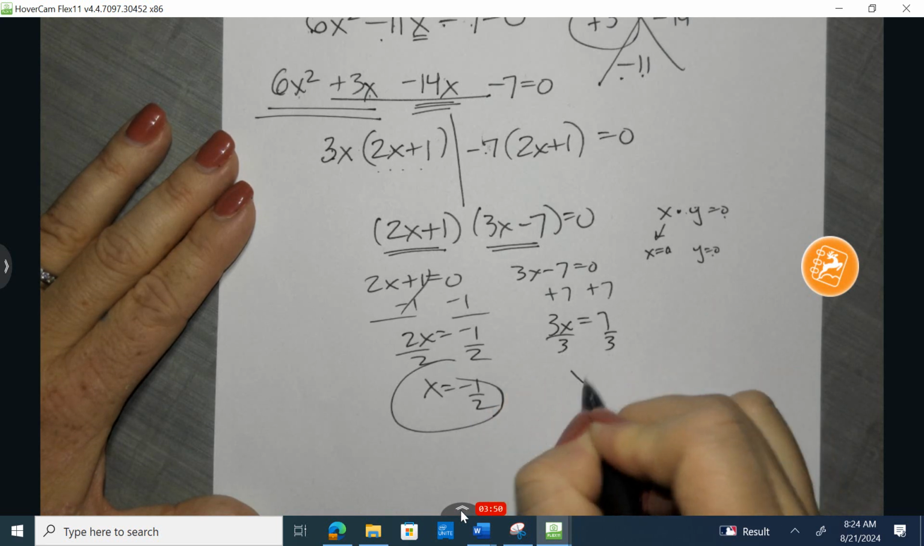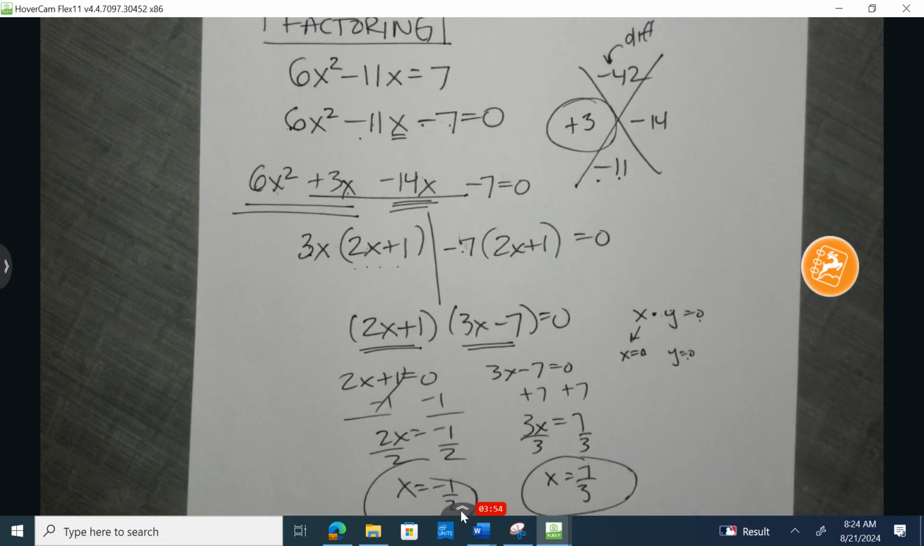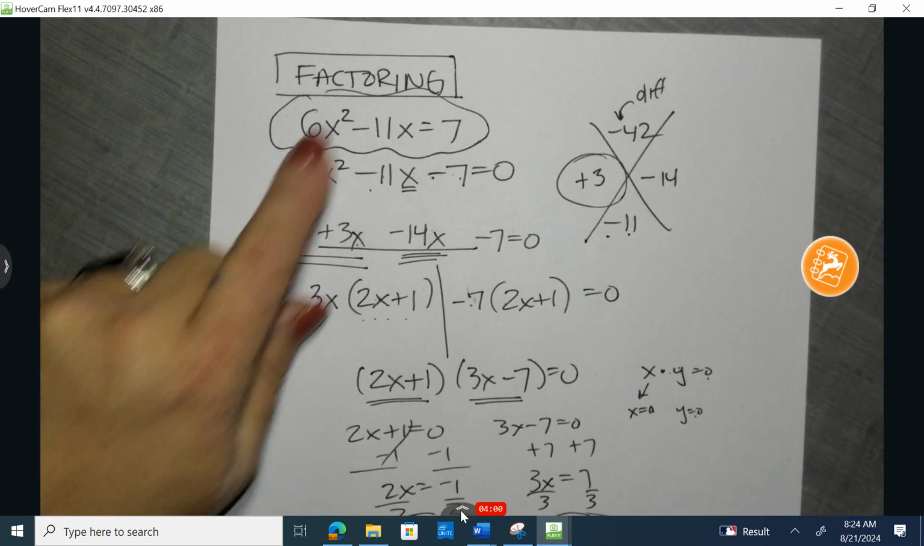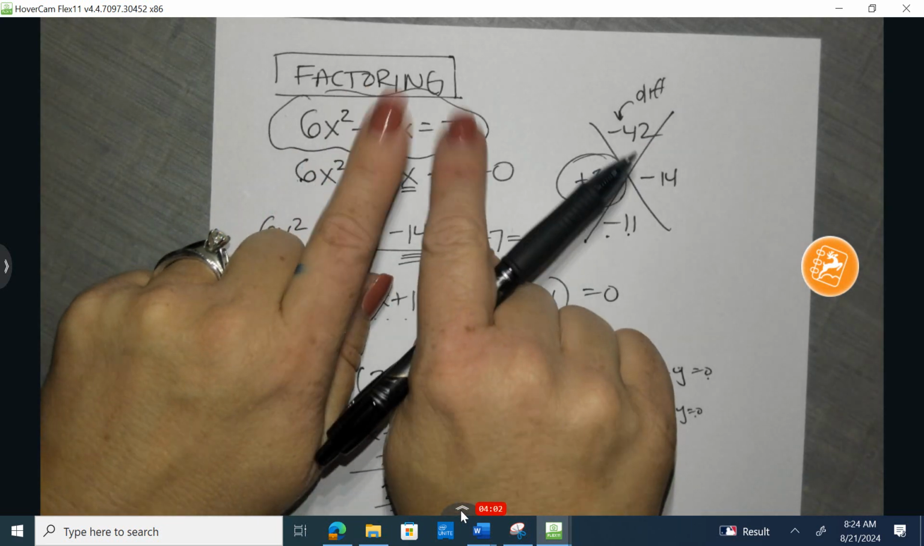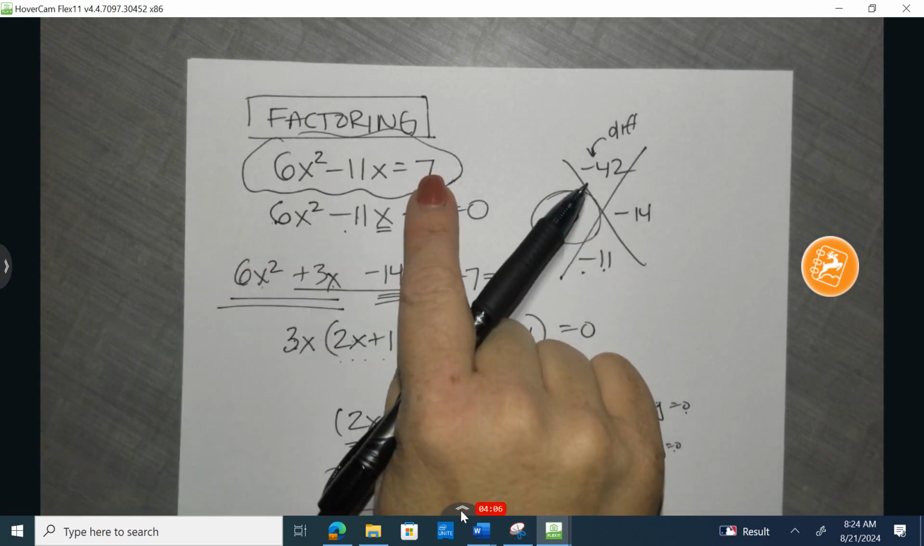Divide by 3, divide by 3. What does this mean? Well, there's a couple different things. One, it means that if I take either one of these values, I come up to this original mathematical statement, and I plug in negative 1/2 where I see an x, the left side will equal the right side. Or if I plug in a positive 7/3, the left side will equal the right side.